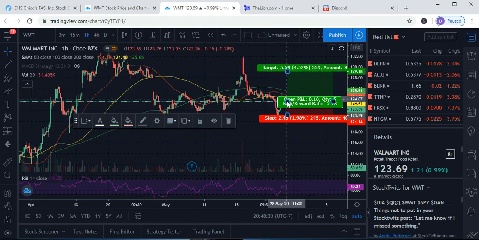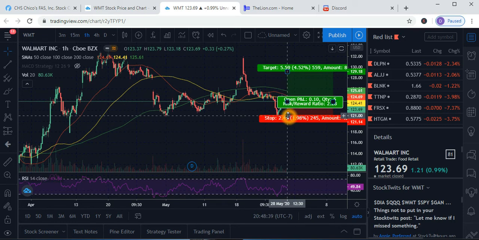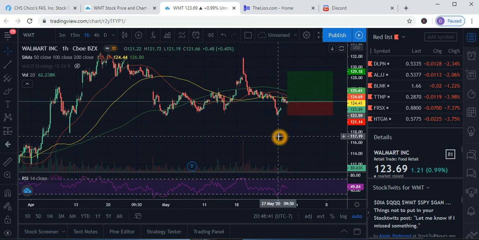Now, if you're an experienced trader, you'll know that your risk reward ratio should always be around 2. You want to risk $1 for every $2 of profit. And this is how you become a successful trader in the long term.